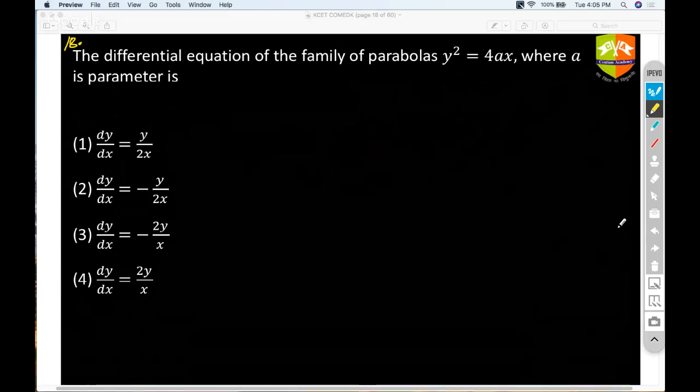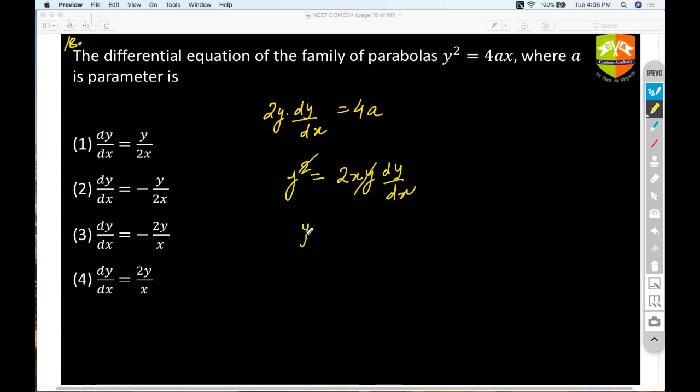Done? So mostly people are with option number 1. So let's quickly do that. a is a parameter, so we need to get rid of a. So it's very obvious that if you differentiate it once with respect to x, we get 2y dy by dx equal to 4a, correct? So we just have to replace it back over here. So y square will be 4ax, and 4ax will be 2xy dy by dx. So you can cancel off one y. So y by 2x is equal to dy by dx would be your required differential equation. So option number 1 is correct. Absolutely. The first one to answer this again is Sai.